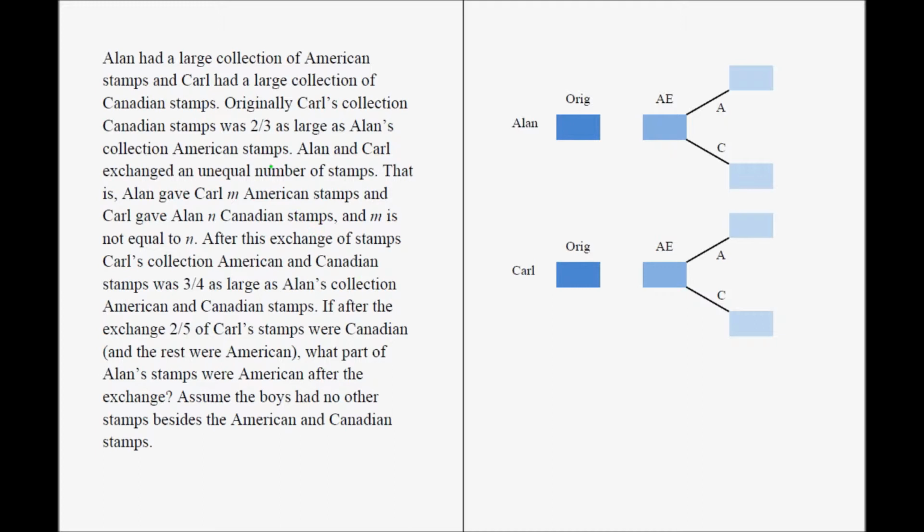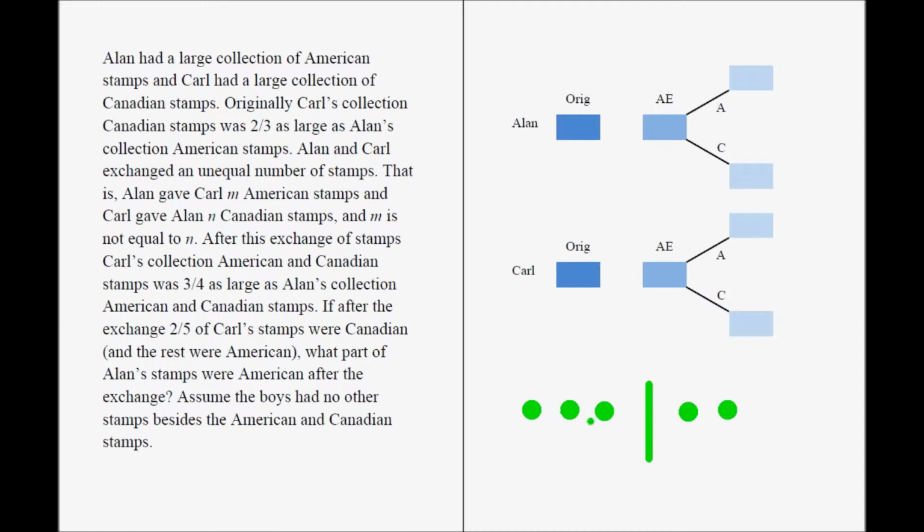Originally, Carl's collection was two-thirds as large. What does that really mean? That means, if Alan had 3 parts, then Carl only had 2 parts. Now, this is an important concept and you want to make sure you get it.